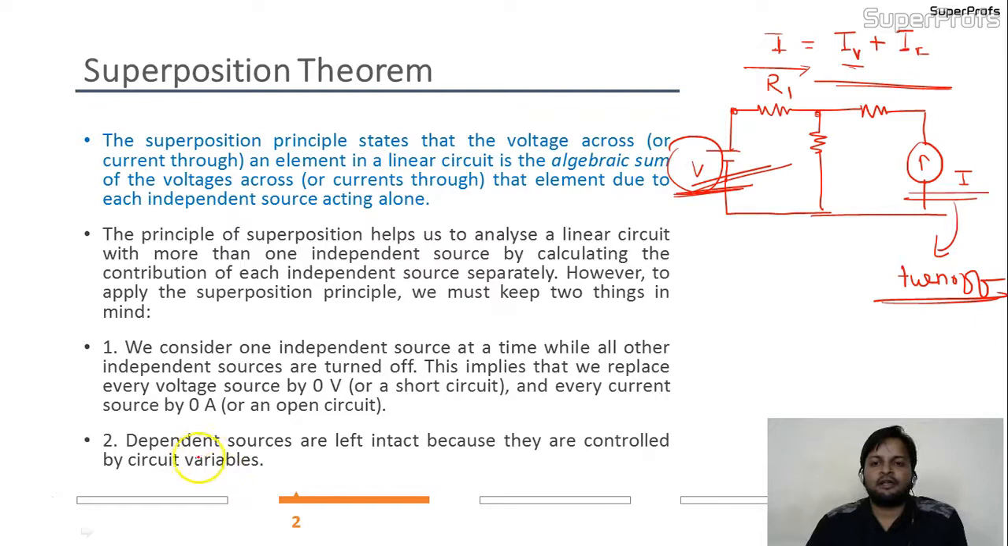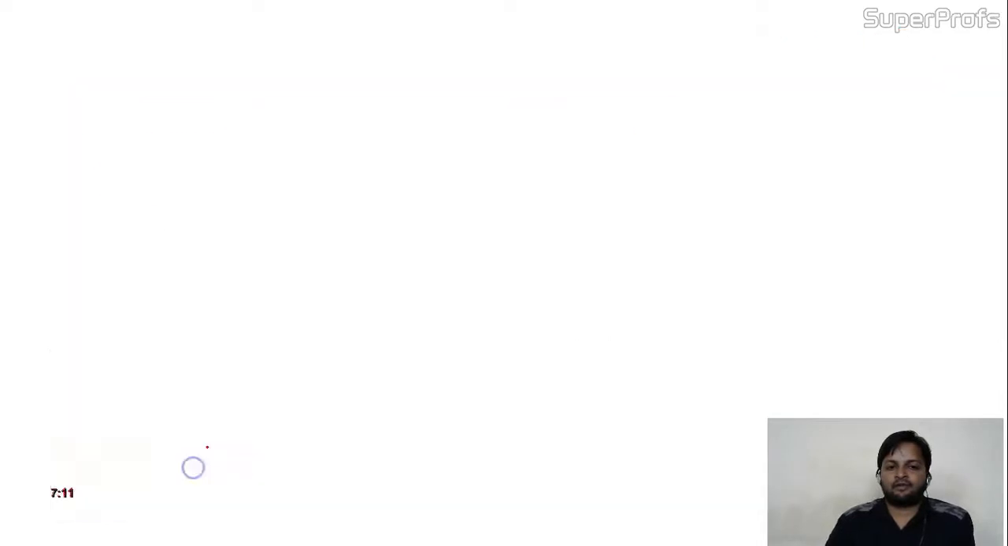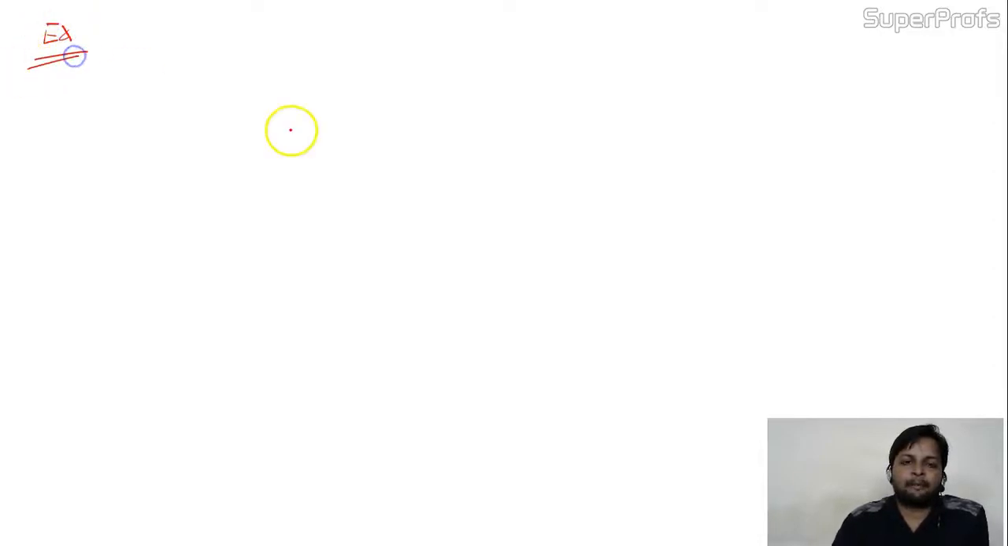Now if you have dependent sources, sometimes you will encounter dependent sources also in the circuit. So don't touch the dependent sources. I'm telling you with a diagram now. See, the superposition theorem, I'm telling you now by example.